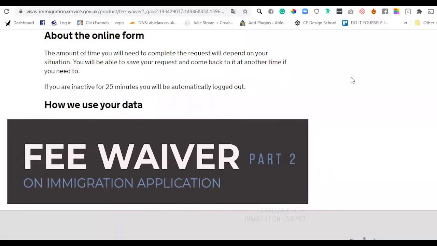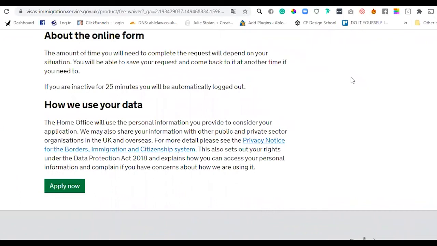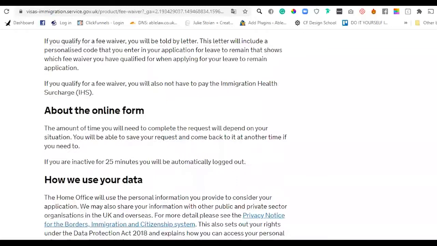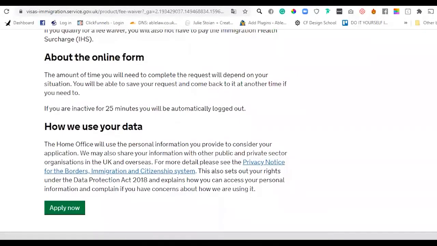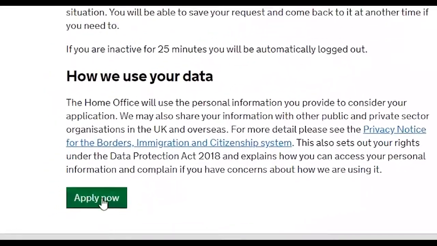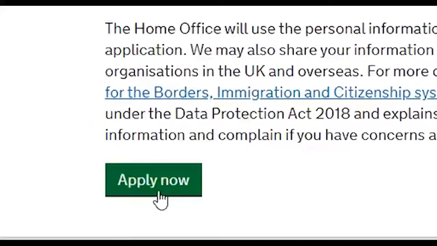Hi everyone, this is a continuation from part 1 of the video that we did earlier on, how to complete the fee waiver application. Okay, and we are on this page here, so we're going to click on this green button that says apply now, so we can start the application on the fee waiver request.